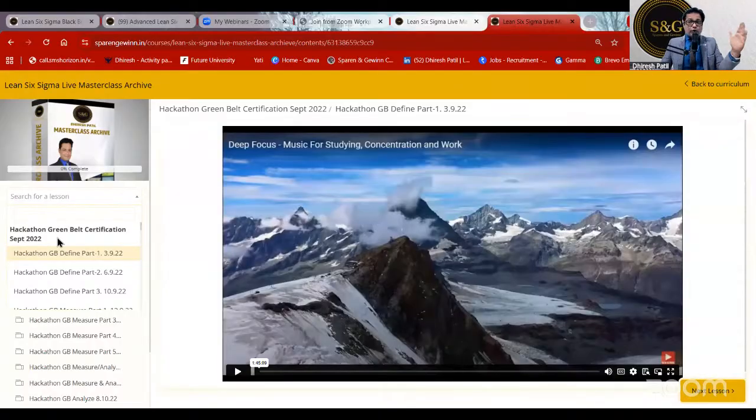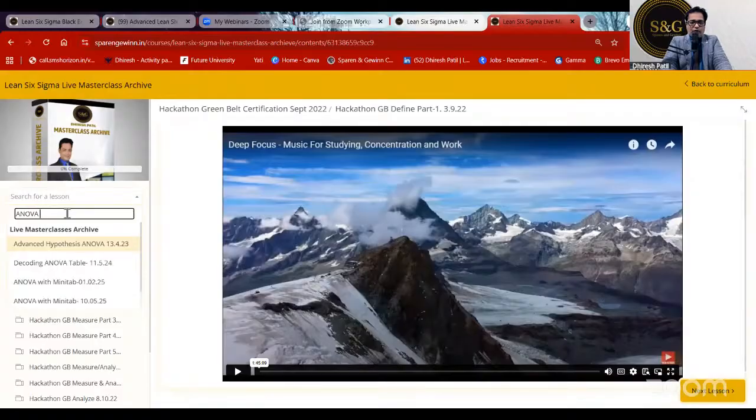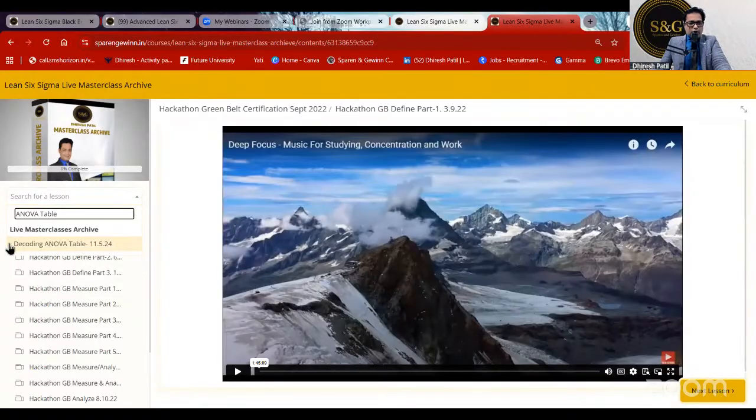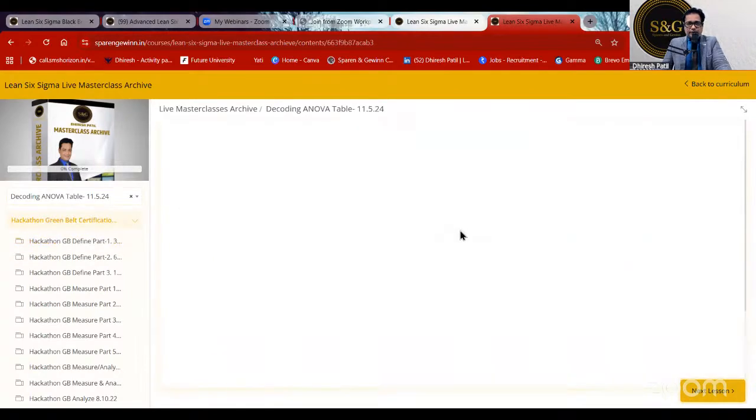On the left hand side, you can search in that. Okay, on the left hand side there is a search option here. Just type ANOVA table. You can see here, decoding ANOVA table will come. I'm just opening that in front of you right now.